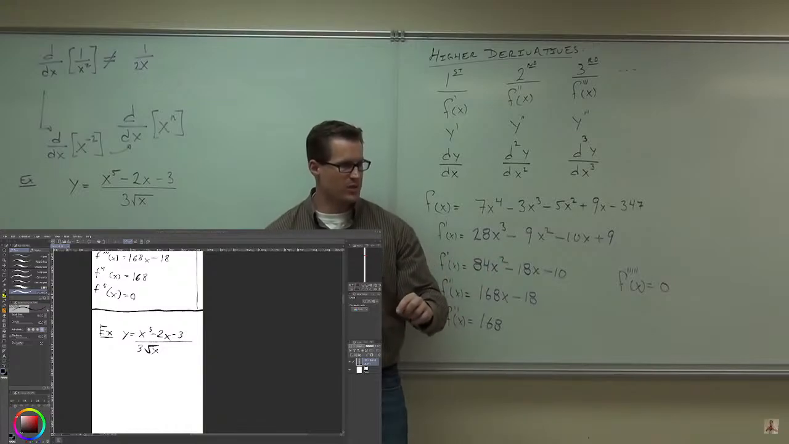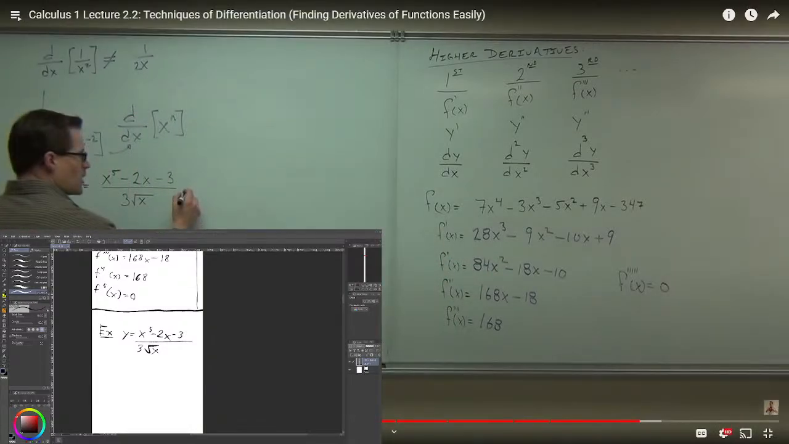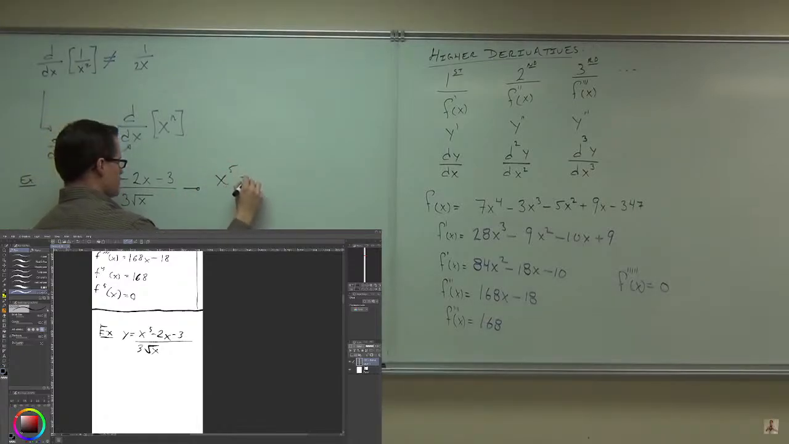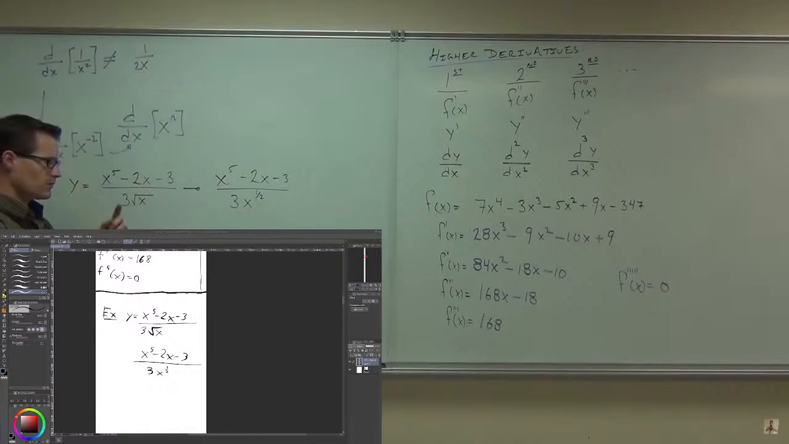Let me show you a couple things about this problem. Number one, I could see you could make the square root into 1/2, but that still wouldn't help. You probably are going to want to make this x to the 5th minus 2x minus 3 all over 3x to the 1/2. Do you see what we did there? You okay with that? That's great. That's fine.